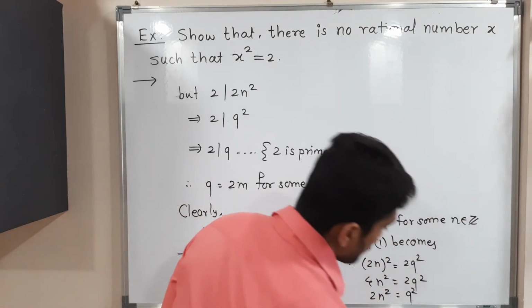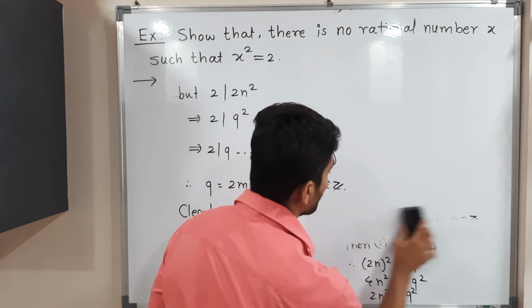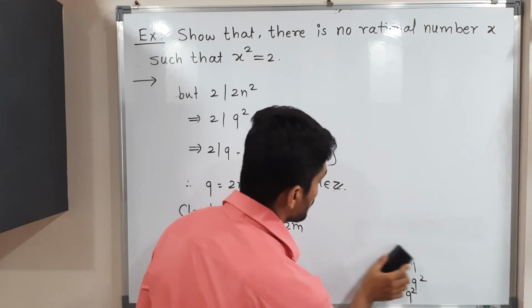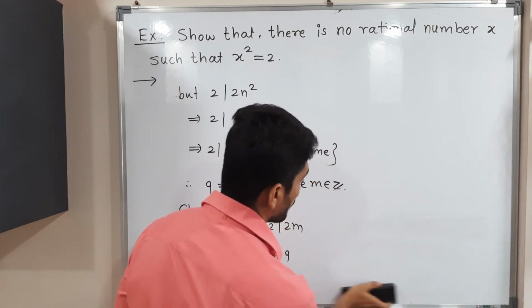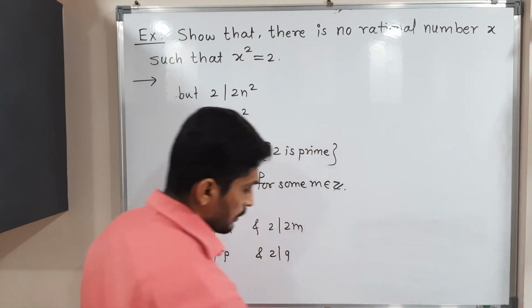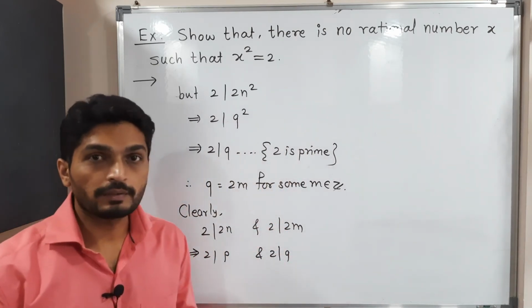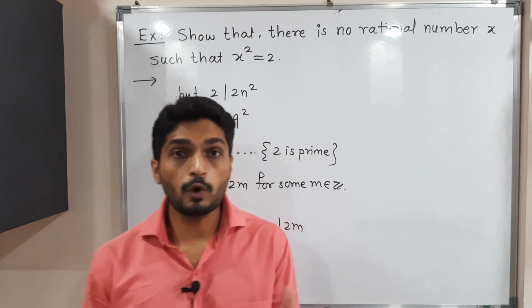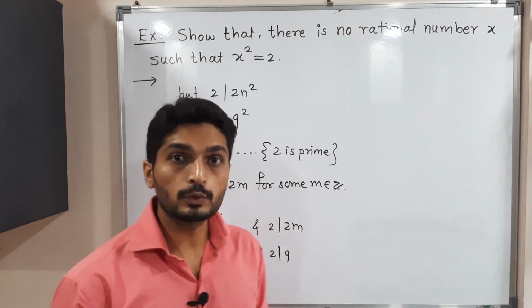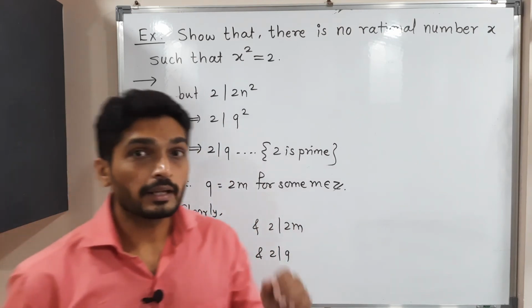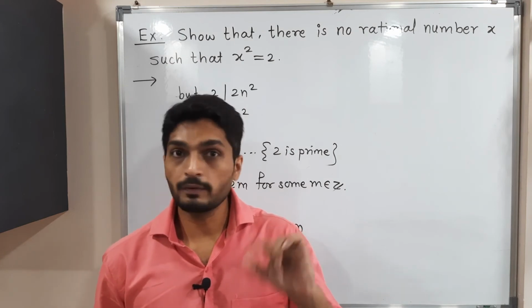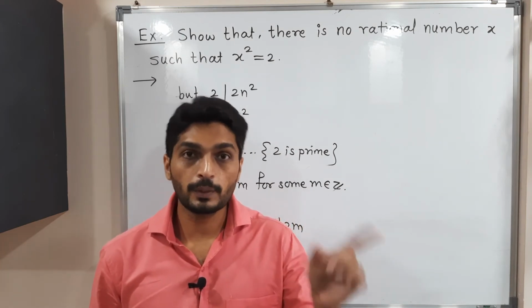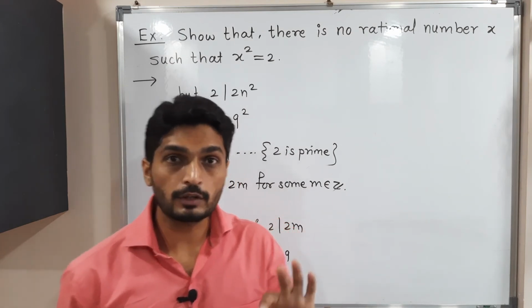Okay, let me remove this part. It is not required, and you have also already taken a screenshot of it. So therefore 2 divides p and 2 divides q. So we can say 2 is a common divisor of p and q. Just like 8 and 12: 2 divides 8, yes. 2 divides 12, yes. That means 2 is a common divisor of 8 and 12.